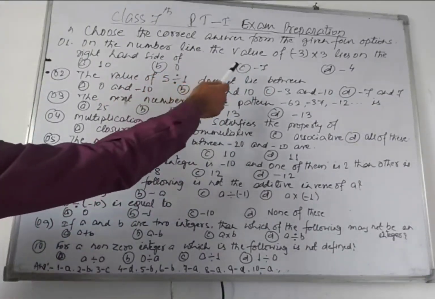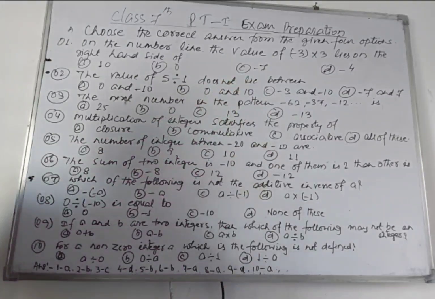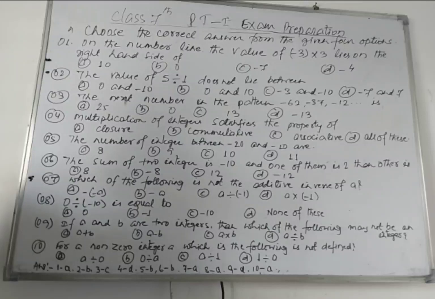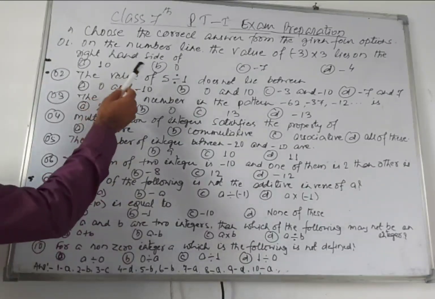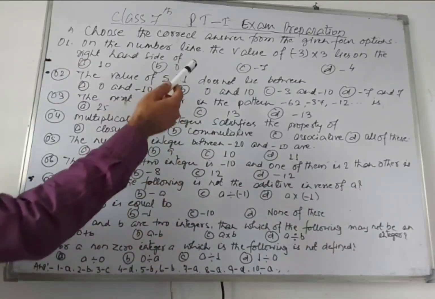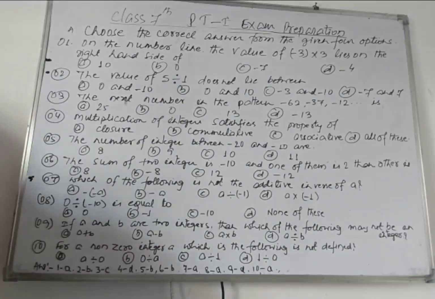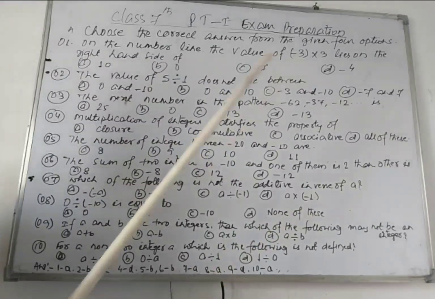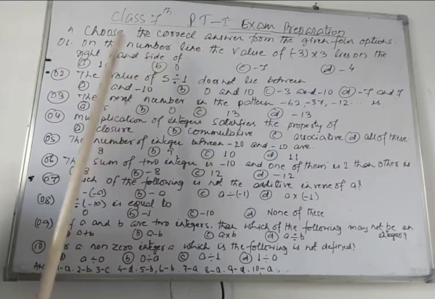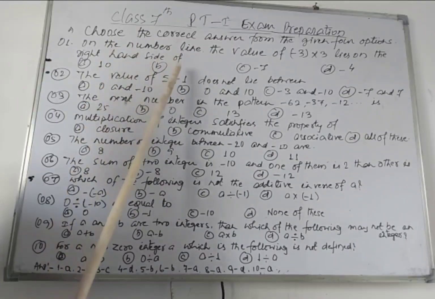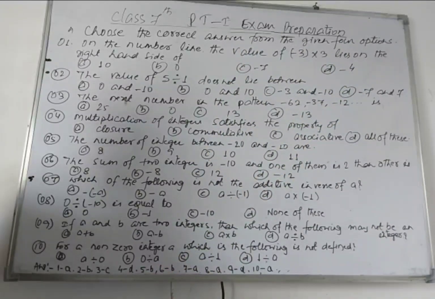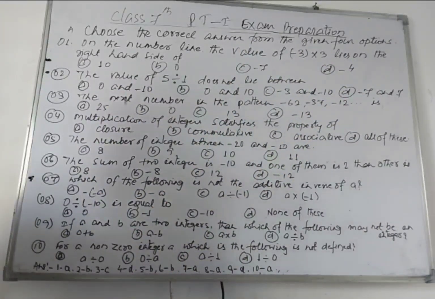On the number line, the values of -3 and 3 lie on the right-hand side of these options: after 10, after 0, after 7, or after -7, or after -4. Like this question is there.